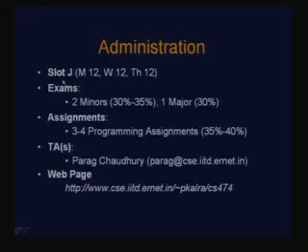Okay, so let's try to see the administration of this course, right. So as we know that this is in slot J, Monday, Wednesday, Thursday at 12. So as far as the evaluations are concerned, it's going to be based on exams, where we have 2 minor exams, let's say between 30 to 35% of the grade, and a major exam which may be of 30%, right.